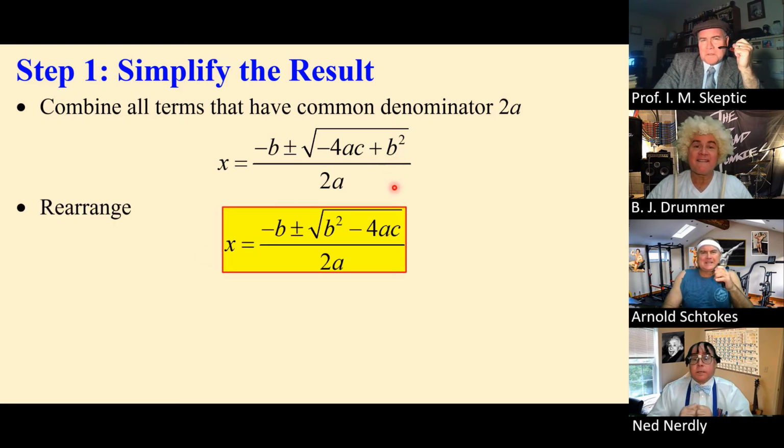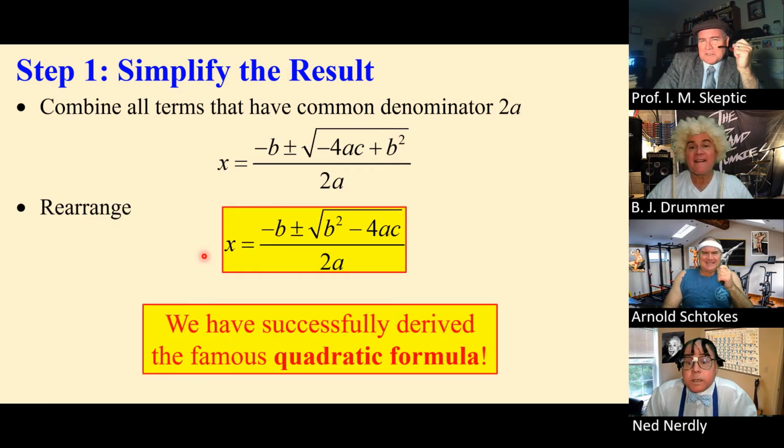Rearrange these two terms, and we have successfully derived the famous quadratic formula. Well, that was some pretty heavy lifting algebra. But, sir, what happens if a equals 0? That's trivial. Figure it out for yourselves. I have research work to do.